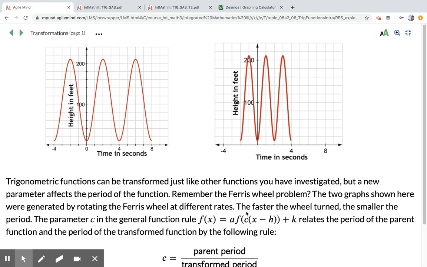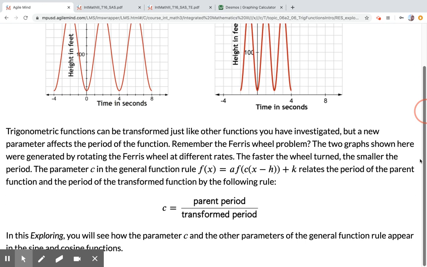But we have a new guy today. C. There it is. C is a special guy. This new parameter C shifts things a little bit. What C does is it actually affects the period of your function. And it's actually not the relationship you think it is. Remember how H was the opposite of what we thought it was doing because it was a minus? C kind of does that too. The deal is that C is actually equal to the parent period divided by the transformed period.